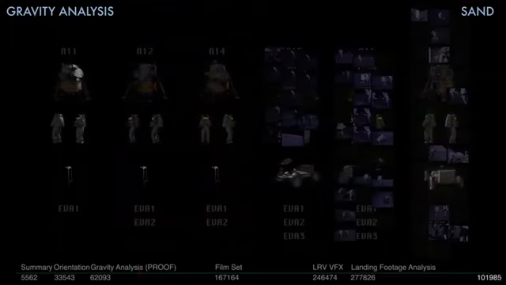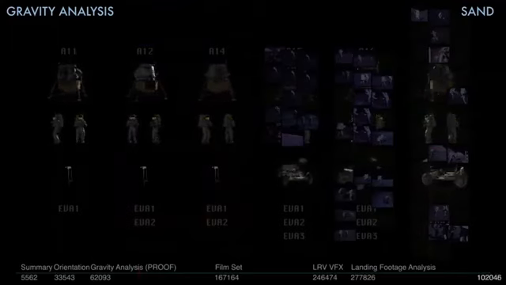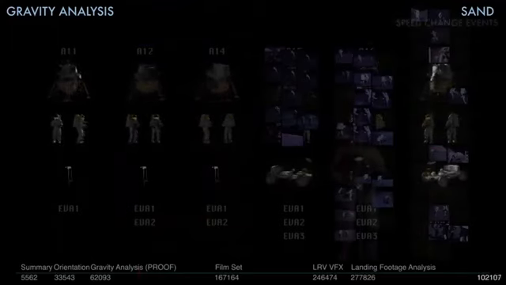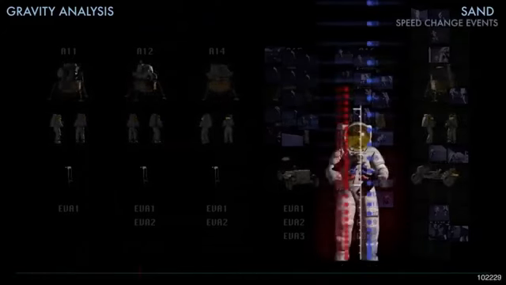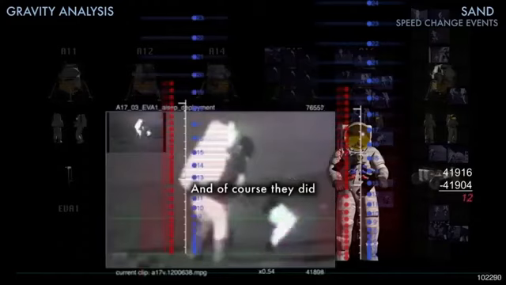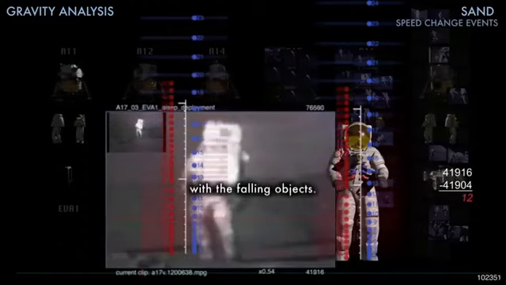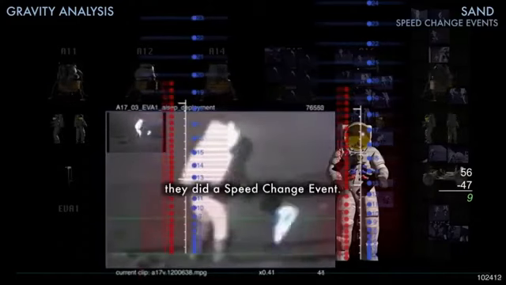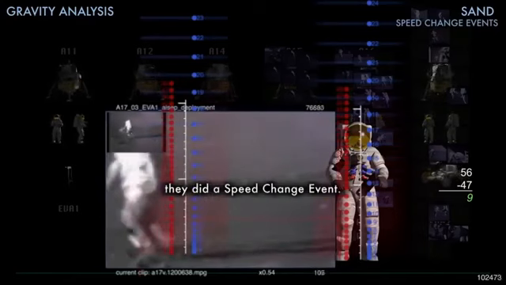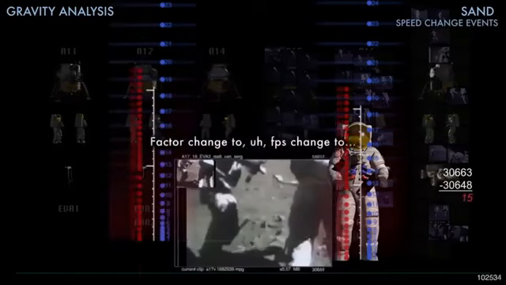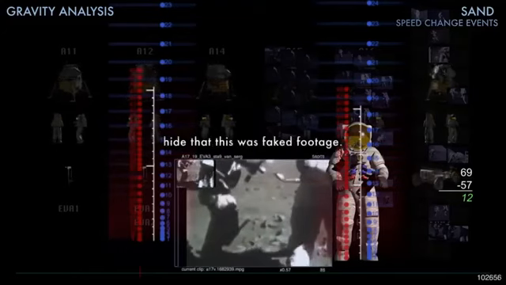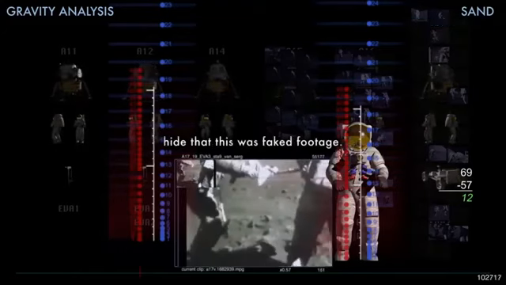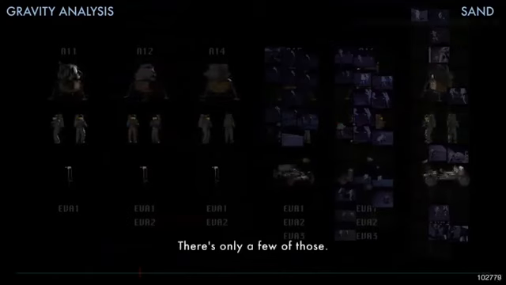Let us take a further look at how gravity affects objects that are thrown. And of course, they did the same thing that they did with falling objects. Whenever they could, they did a speed change event, a factor change or frames per second change, to hide that this was faked footage. There's only a few of those.